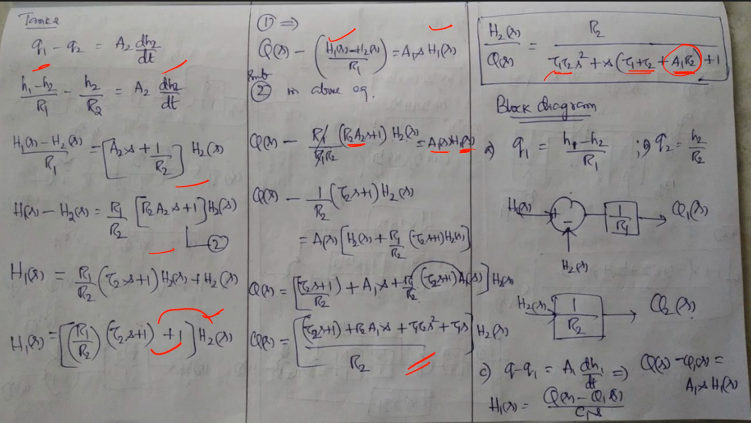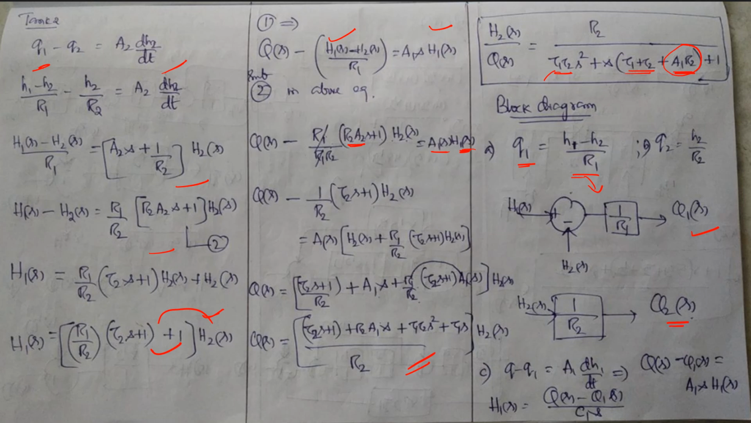Now we'll solve this using a block diagram. This is using derivation. How do we derive this equation from the block diagram using block reduction? Before that, we should know what is Q1. Q1 equal to H1 minus H2 by R1. Then Q2 equal to H2 by R2. Then we can implement this in the block diagram. How? H1 of S minus H2 of S, divided by R1, is Q1 of S. Similarly, H2 of S by R2 gives Q2 of S.